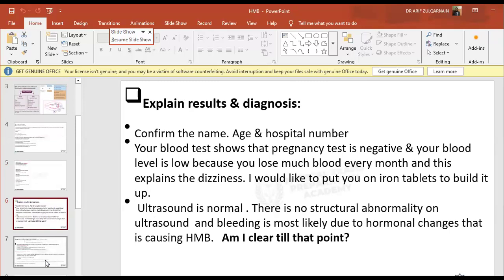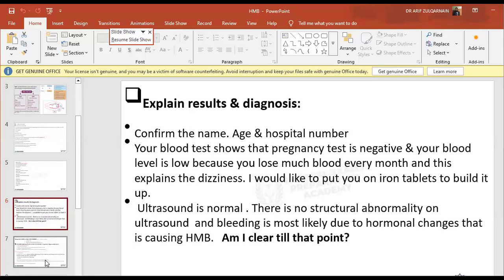Then you will explain the results to the patient that I have confirmed the name, age, and the hospital number. Your blood test shows that the pregnancy test is negative, but your blood levels are low. And you will explain why these blood levels are low, because you are losing much blood every month, and this explains the dizziness. For this, I would like to put you on iron tablets to build the hemoglobin.